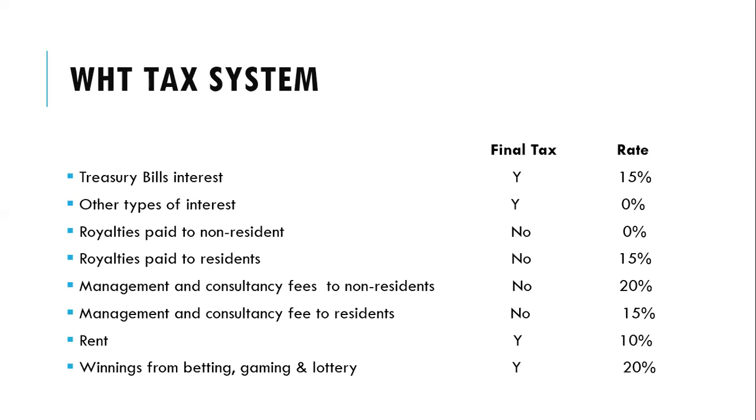Then rent, what's the rate? 10%. Winnings on bettings and lottery, is it the final tax? Yes. Then what's the rate? 20%. So you need to know these rates because they're very, very important when you're dealing with withholding tax. If you know these tax rates, then when a question comes on withholding tax, you can hammer all the 10 marks just like that, provided you know these rates, where to apply them and what's the impact. When you see withholding tax, you just say, okay, 10 marks hammered.